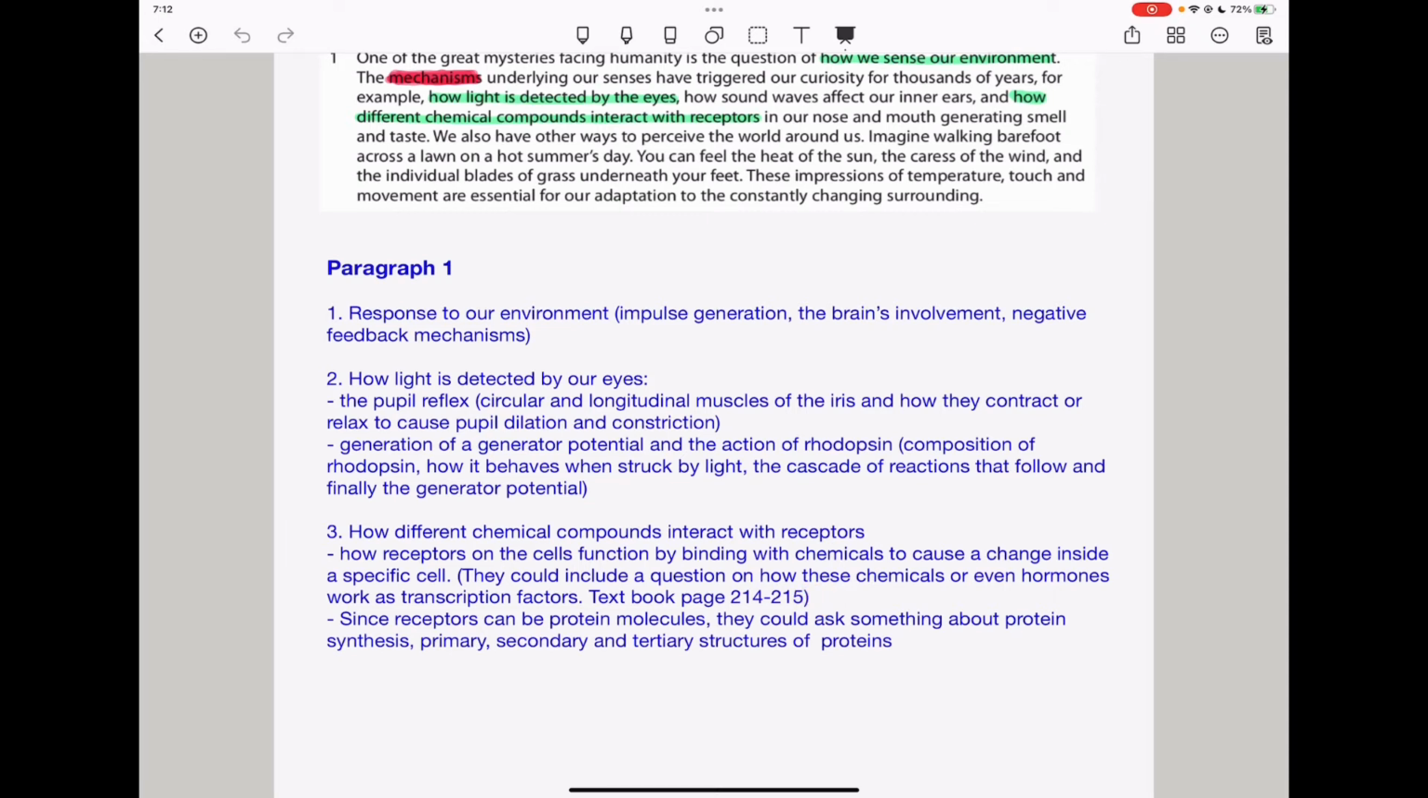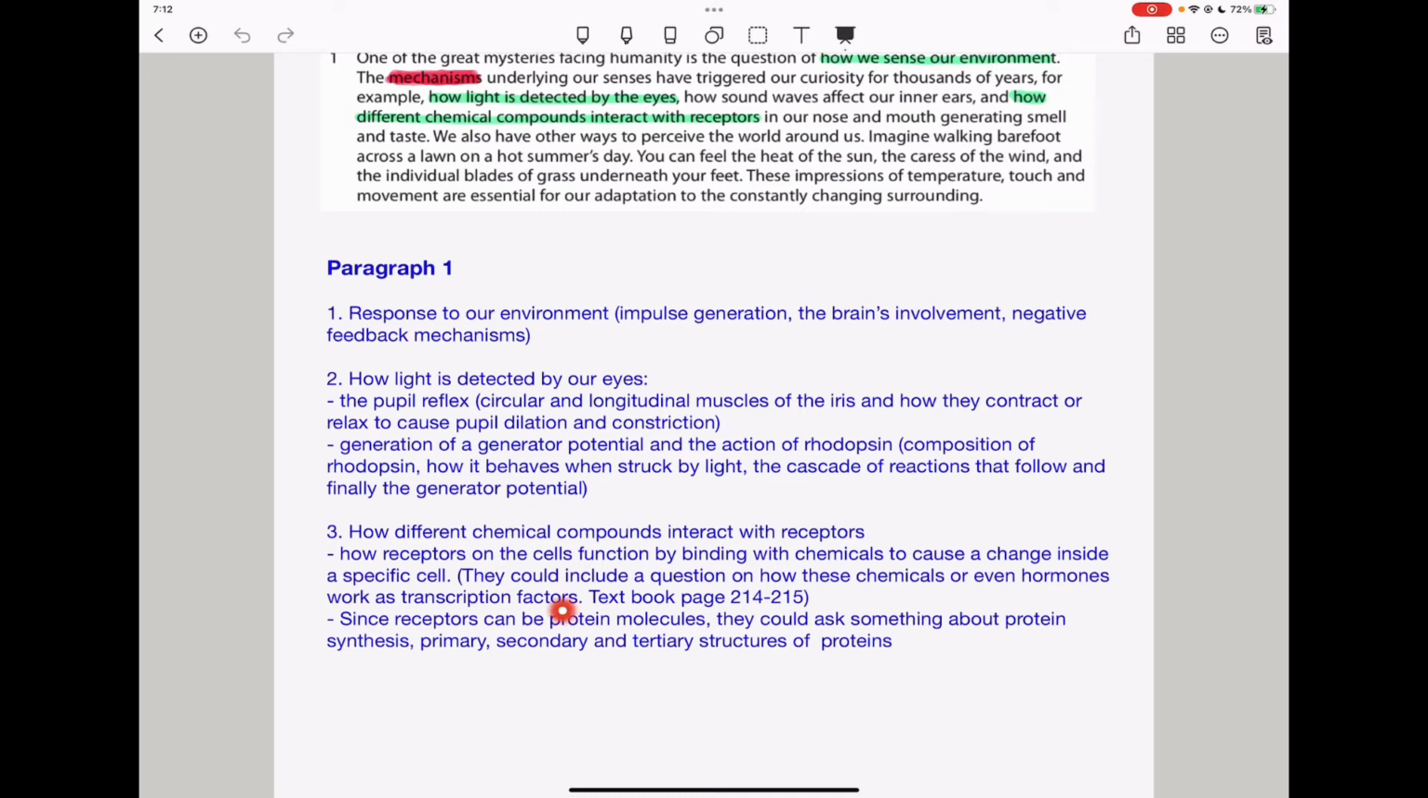Another thing could be, since receptors can be protein molecules, they could also ask about protein synthesis. They could ask about the primary structure of a protein, secondary structure, tertiary structure, as well as how they fold. So this could be very broad, different chemical compounds interacting with receptors.